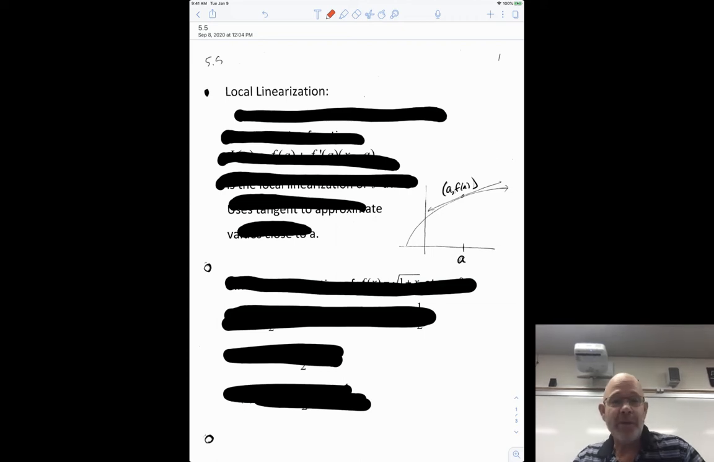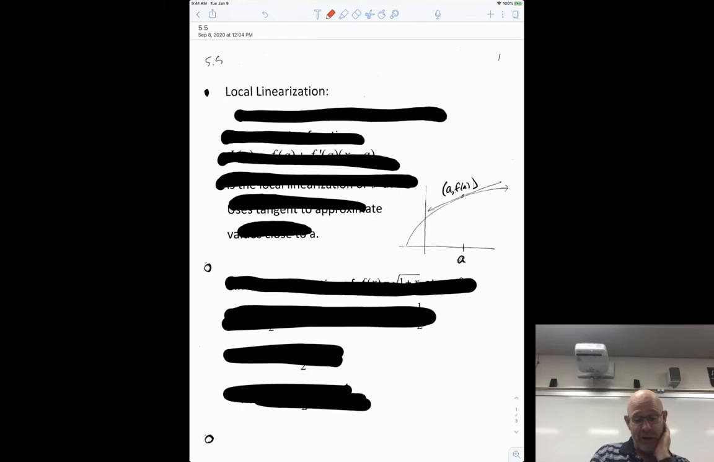All right, hello everyone. This is section 5.5. This is a really cool section, I believe. It's one of my favorites, actually. It's a pretty cool application of the derivative. And the whole basic idea in this section is we're going to use tangent lines, which we know are derivatives, to approximate functions and things like that.